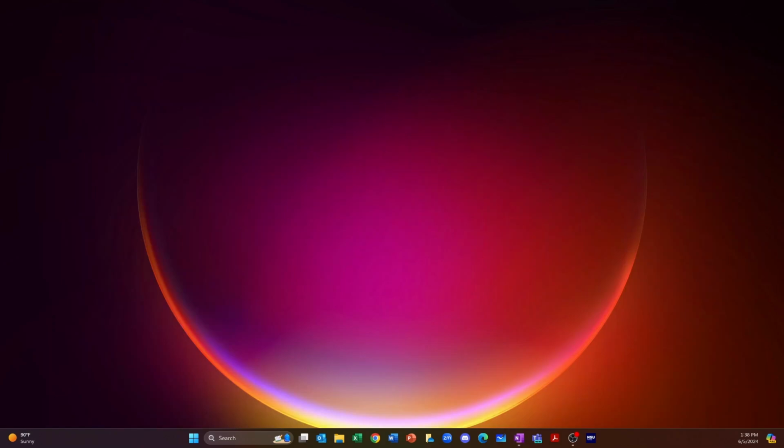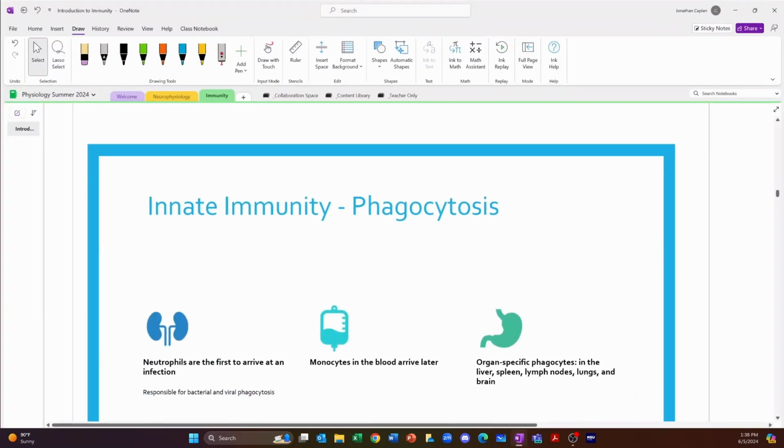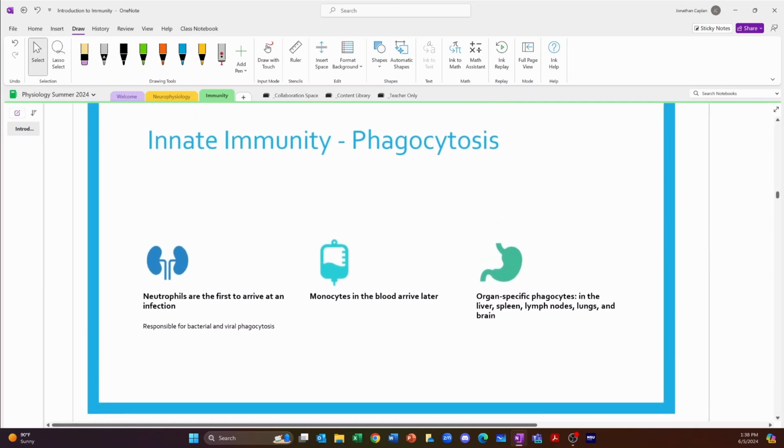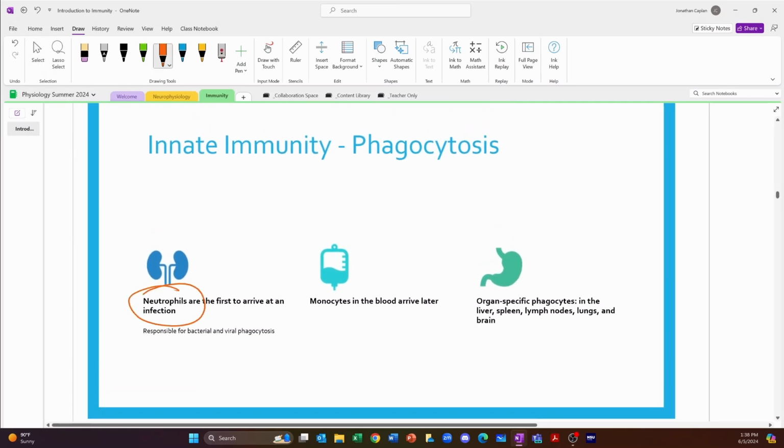Okay, so innate immunity again. With phagocytosis, neutrophils are the first ones to come. They're responsible for bacterial and viral infection, so your neutrophils. Then your monocytes show up.